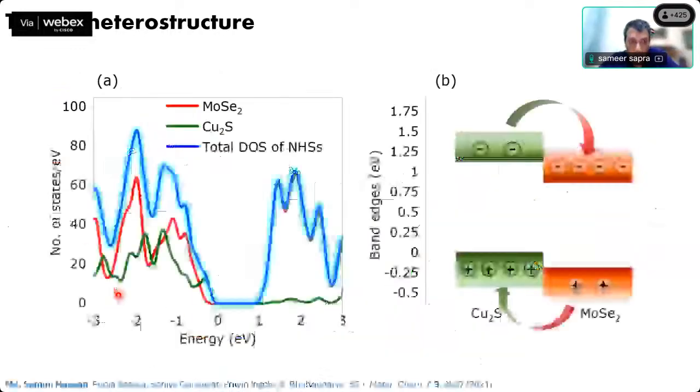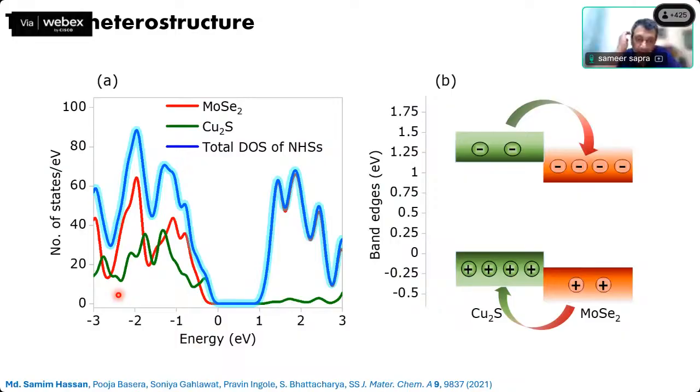Now, Shashwata and his team, Pooja Basera, they do these calculations for us. And they say that, look, what you have is a type 2 kind of heterostructure. The type 2 heterostructure is like this. So, this is your conduction band, that's your valence band for copper sulfide. That's the band gap for molybdenum selenide.